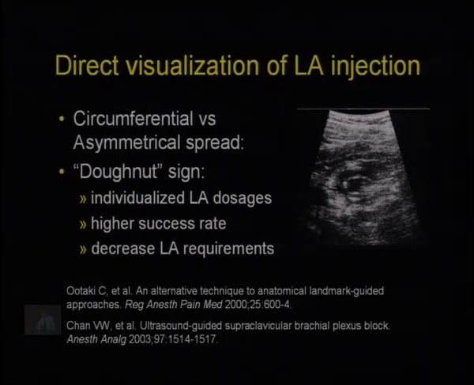Nowadays, when people inject local anesthetic under ultrasound guidance, they prefer to see a circumferential spread of the local anesthetic around the nerve, which tends to produce a higher success rate. And using this technique, one can individualize the local anesthetic dosages. In some patients, you can increase the dosage if you worry about the spread of the local anesthetic. In some patients, you can actually decrease the local anesthetic requirements.